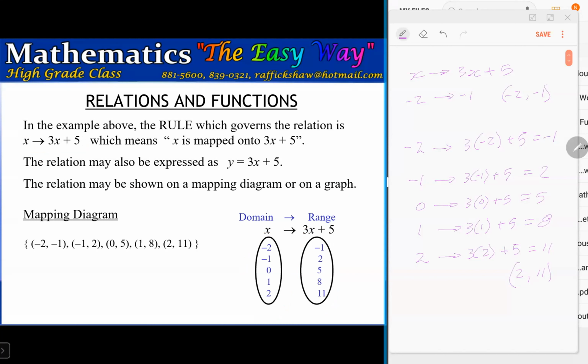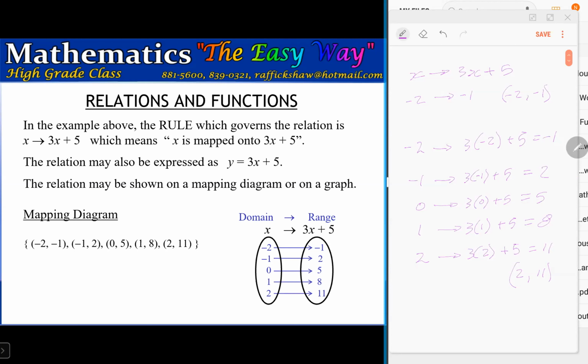And then what you do, you join the corresponding values with arrows from the left, from the domain over to the range. So you draw an arrow from the -2 to the -1, because that was one pair. You draw an arrow from the -1 to the 2, that was your second pair. You draw an arrow from the 0 to the 5, that was the third pair. The fourth pair is 1 to 8. And the last pair that we have there is 2 to 11. So that will be your mapping diagram, right?